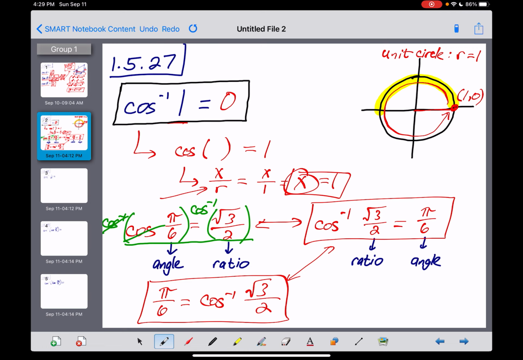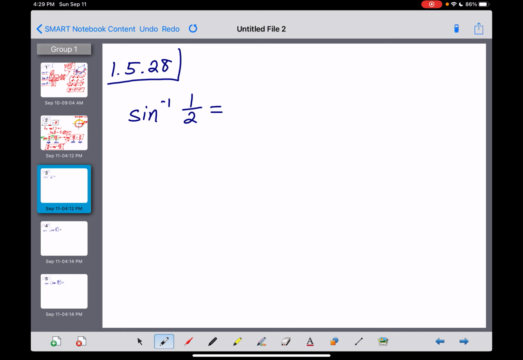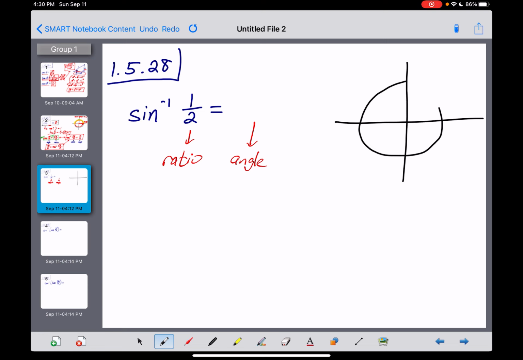Let's take a look at the next one I wanted to do, the one right after that, problem number 28. Another pretty straightforward trig question. They're asking for the inverse sine of 1/2. So we need to remember that 1/2 is not an angle, it is the ratio. And the answer to our problem here is going to be an angle. We're looking for an angle somewhere on the unit circle that has a y coordinate, or a sine value, equal to 1/2.